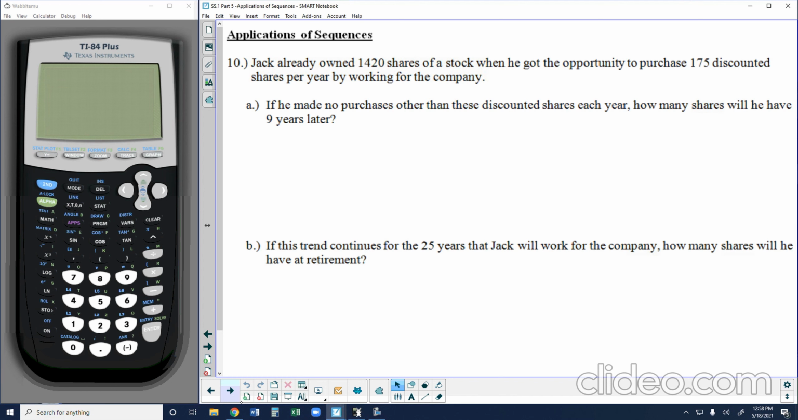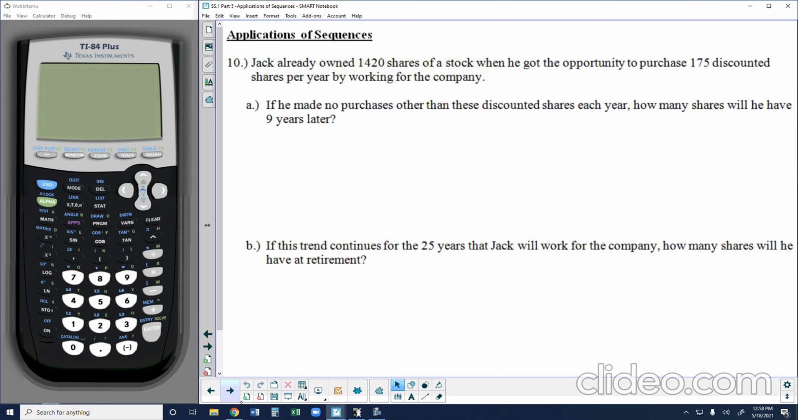It says Jack already owned 1,420 shares of stock when he got the opportunity to purchase 175 discounted shares per year by working for the company. So he's working for a company, and every year he can add more shares of the stock into his valuation. So currently he owns 1,420 shares of stock. It says in A, if he made no purchases other than these discounted shares each year, how many shares will he have 9 years later?